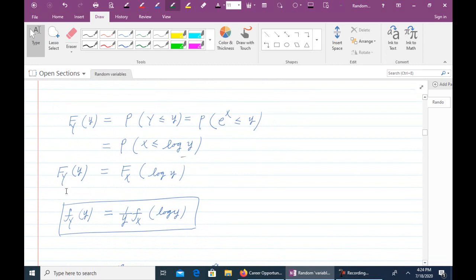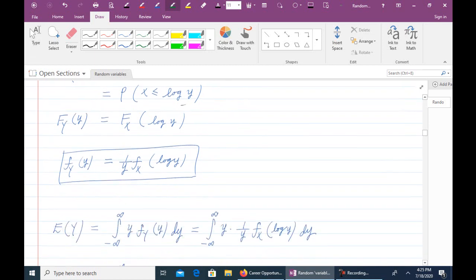So the derivative on the left here would be the PDF of y, and on the right hand side, by chain rule, we get 1 over y times, remember the derivative of the CDF of x is the PDF of x, so you get 1 over y times f x of log of y. So this is our PDF of the variable y.